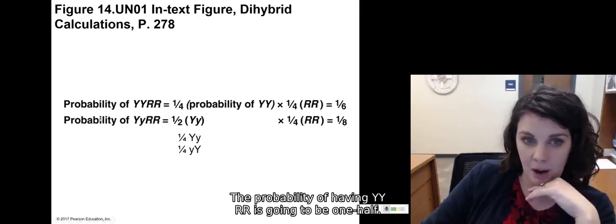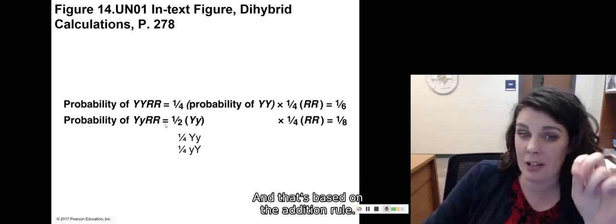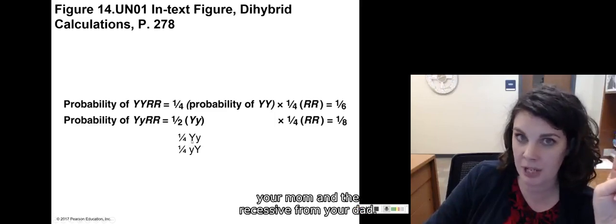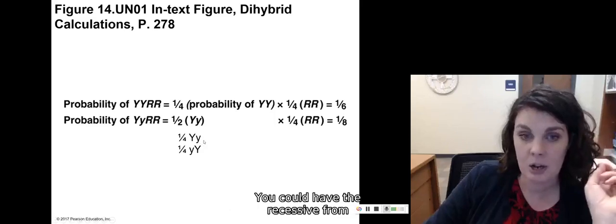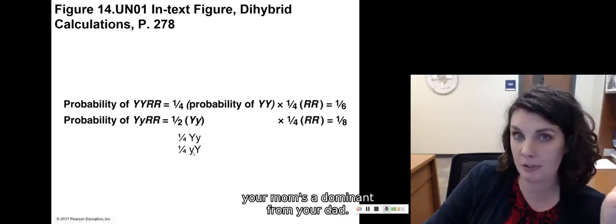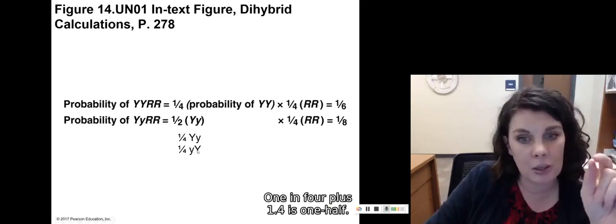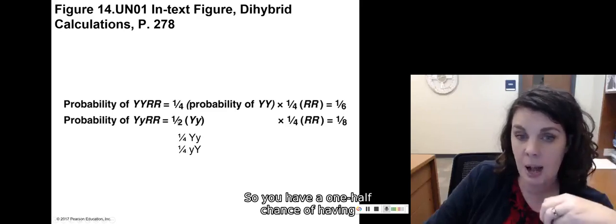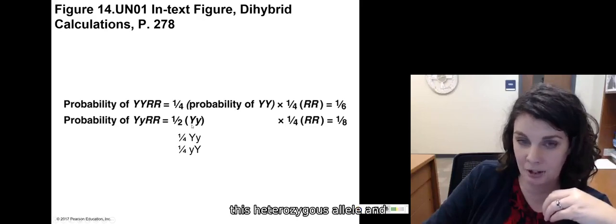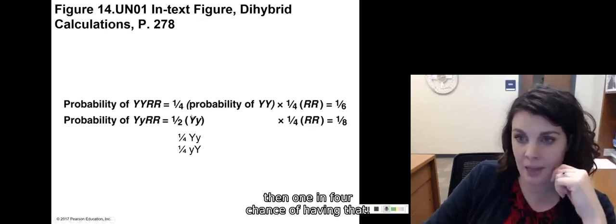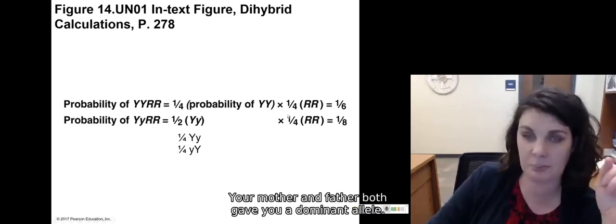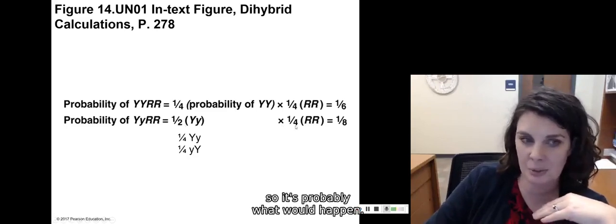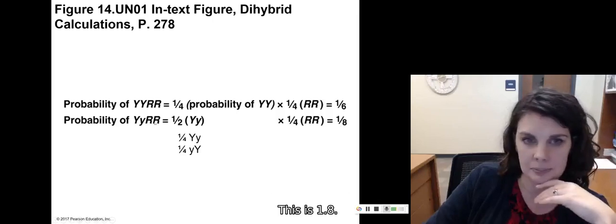The probability of having Yy is going to be 1/2, and that's based on the addition rule. You could have the dominant from your mom and the recessive from your dad. That's a 1 in 4 chance. You could have the recessive from your mom and the dominant from your dad. That's also a 1 in 4 chance. 1 in 4 plus 1 in 4 is 1/2. So you have a 1/2 chance of having this heterozygous genotype, and then a 1 in 4 chance that your mother and father both gave you a dominant allele. So 1/2 times 1/4 is 1 in 8. So the probability of having this is 1 in 8.